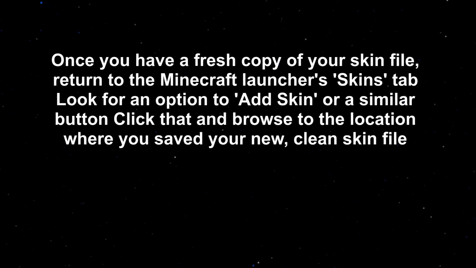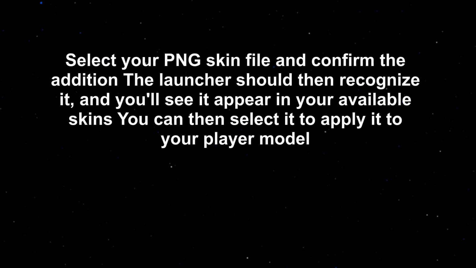Once you have a fresh copy of your skin file, return to the Minecraft Launcher Skins tab. Look for an option to add skin or a similar button. Click that and browse to the location where you saved your new, clean skin file. Select your PNG skin file and confirm the addition. The launcher should then recognize it, and you'll see it appear in your available skins. You can then select it to apply it to your player model.